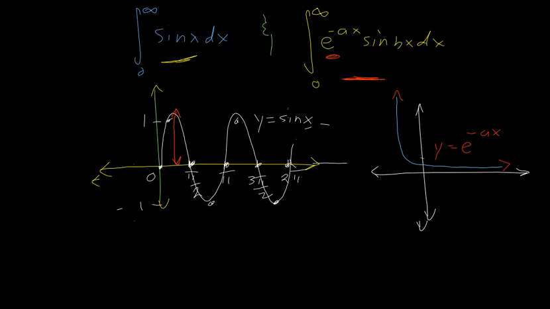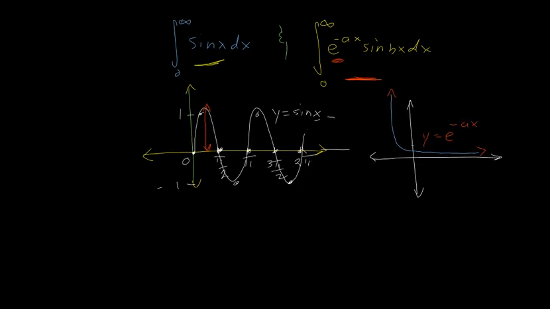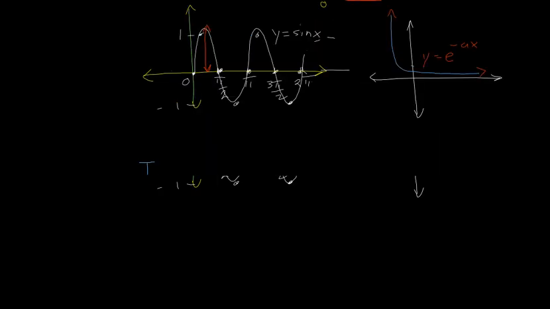Now, I'm sure you guys know how to do the calculation of the integral of e to the negative ax sine bx dx, but I will compute it. So let's do that. Let's look at blue here. I'm going to compute I, which is equal to the integral from 0 to infinity of e to the negative ax sine bx dx. Let's calculate this.